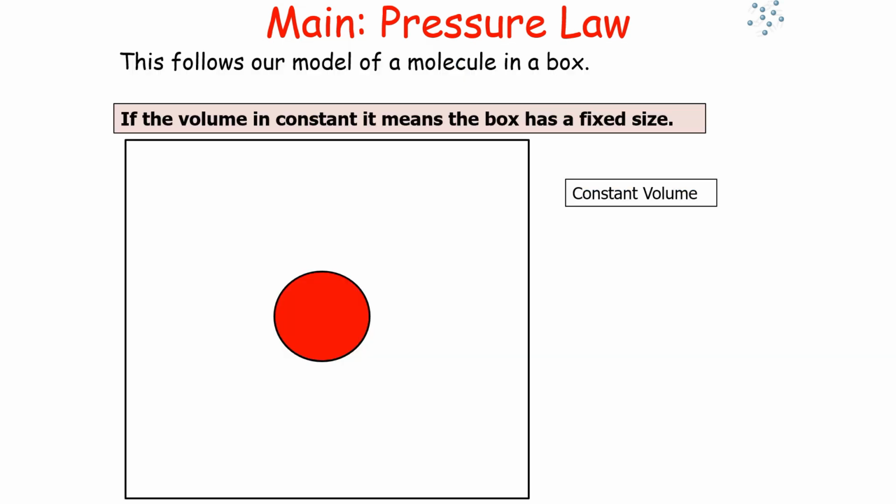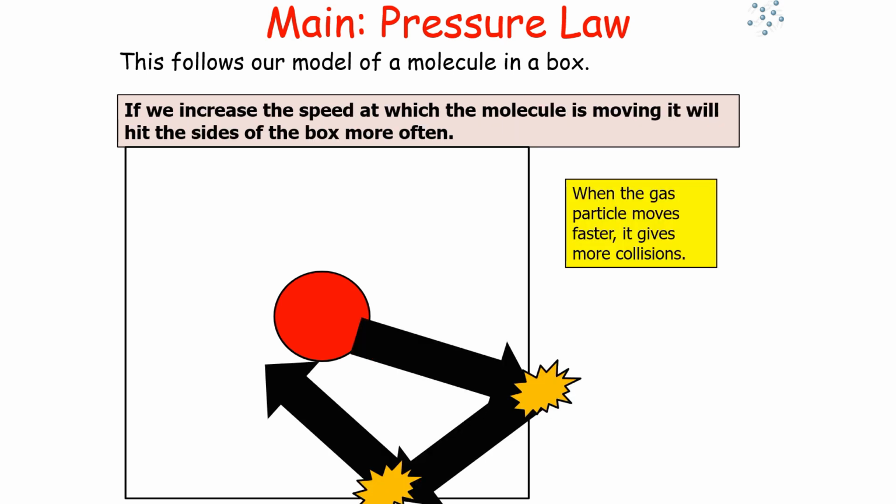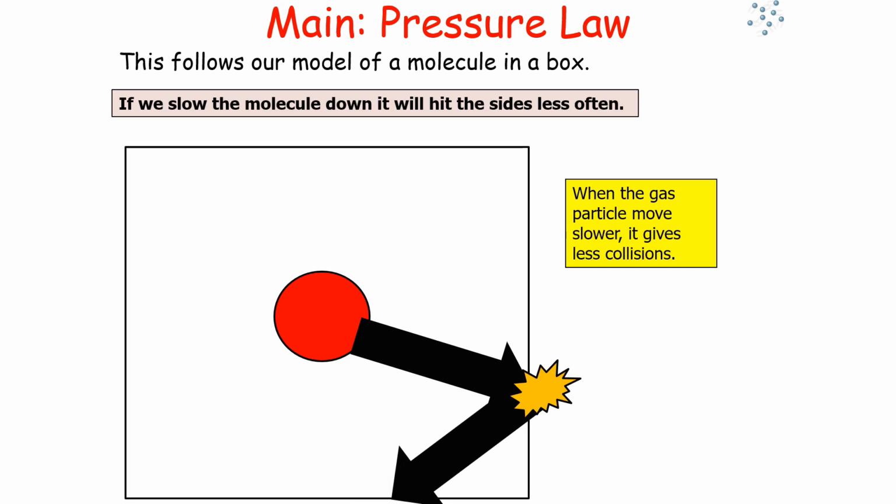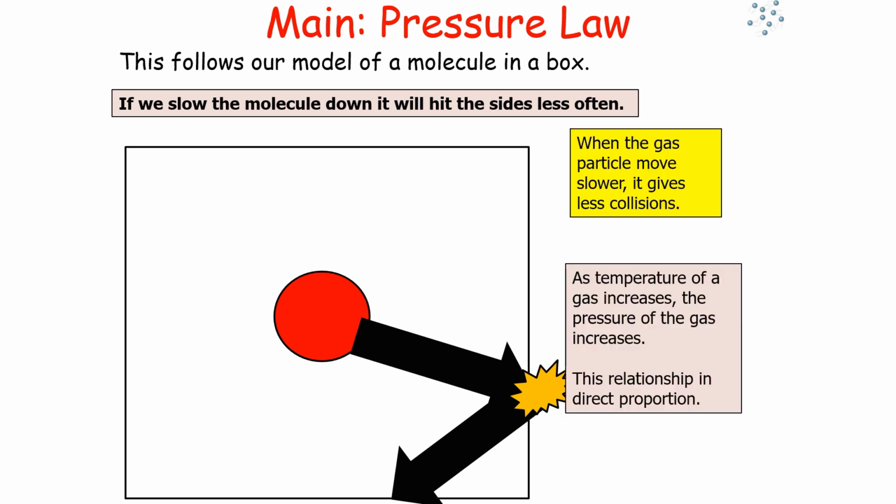Now again, this follows our model of a molecule in a box, because if the volume is constant, it means that the box has a fixed size. So if we increase the speed at which the molecule is moving, it will hit the side of the box more often. So when the temperature increases, the gas particles are moving faster, giving more collisions a second, increasing the pressure. Now if we slow the molecule down, it will hit the sides of the container less often. So when the gas particles move slower, it has a lower temperature, so therefore there are fewer collisions every second, so the pressure is lower. So what this tells us is that as the temperature of a gas increases, the pressure of the gas increases. There's a directly proportional relationship.